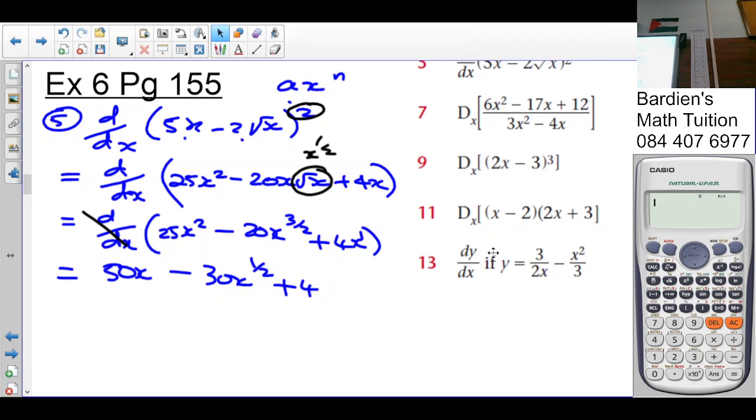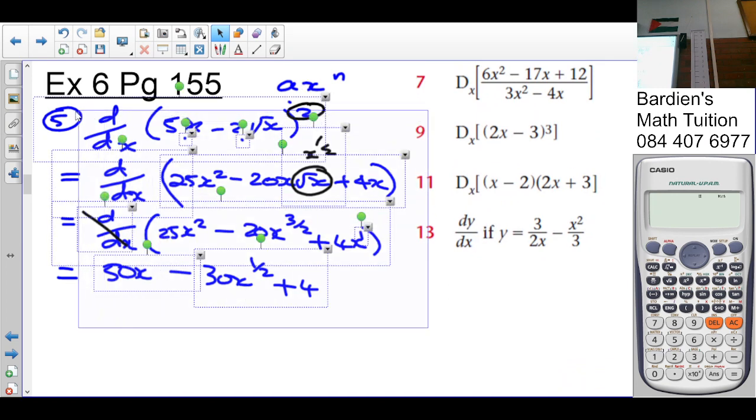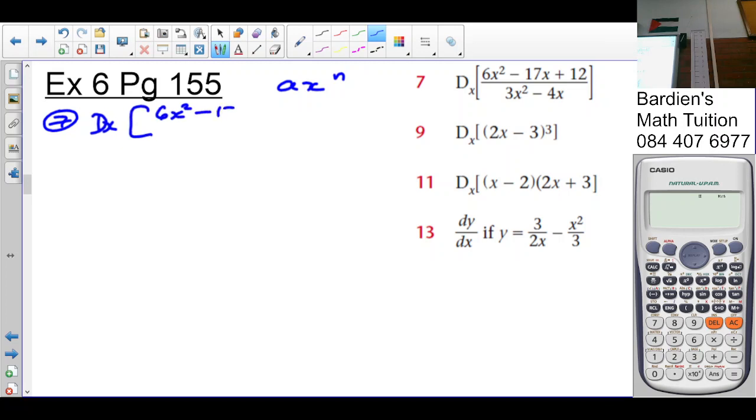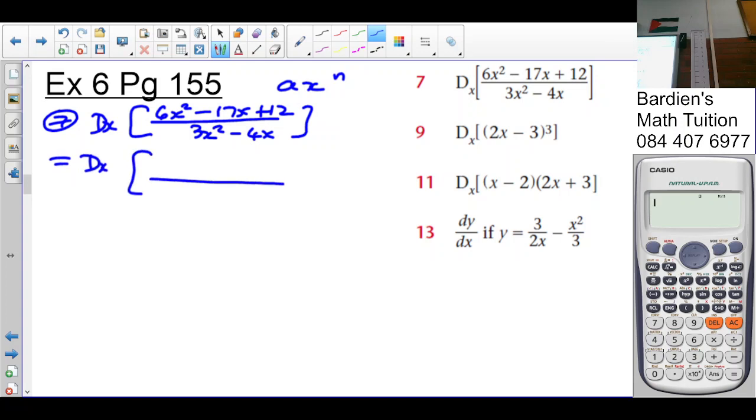And number 7. Number 7. We have d of x of 6x squared minus 17x plus 12 over 3x squared minus 4x. So you go dx. If we look here, we can't apply the derivative as it stands. The x is a common factor. I'm left with 3x minus 4. Now of course 3x minus 4 here is one of the factors on top.